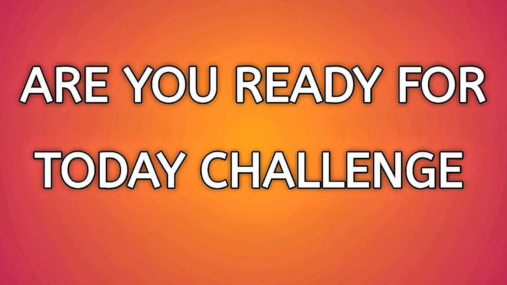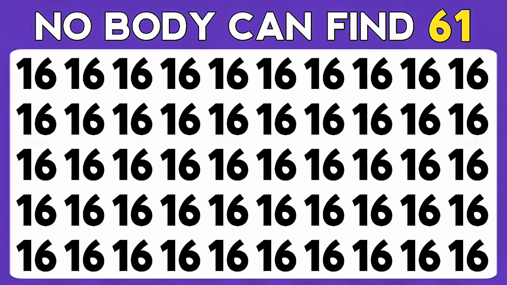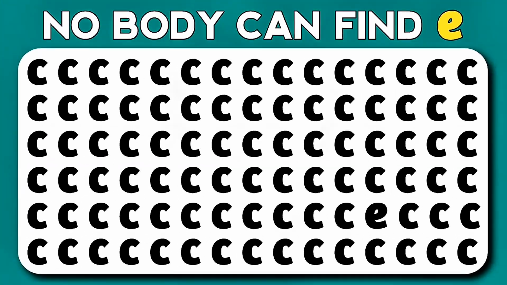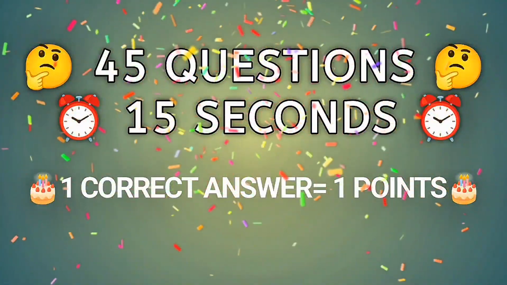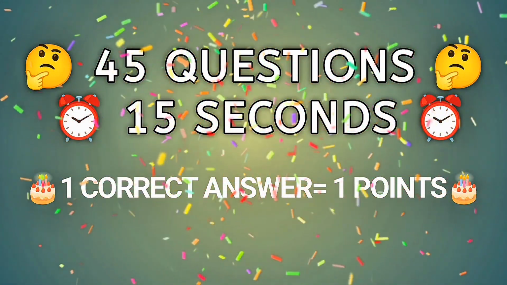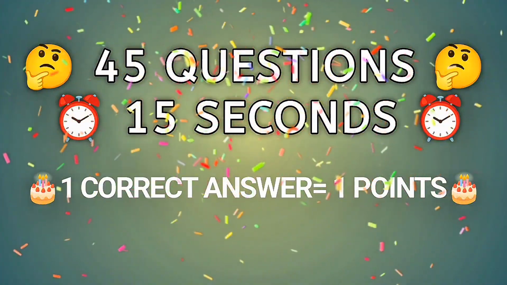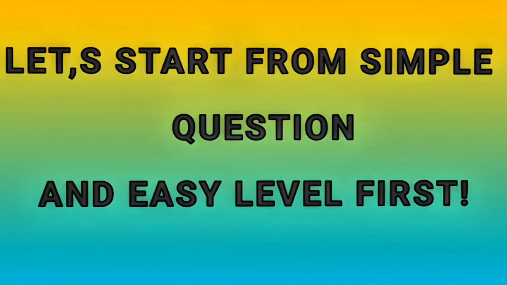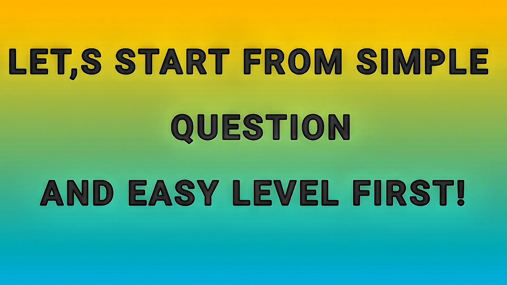Are you ready for today's challenge? Find the odd one out, numbers and letters edition. You got 45 questions across 3 levels, easy, medium and hard. And you have 15 seconds for each one. Let's start from the simple questions and the easy level first.